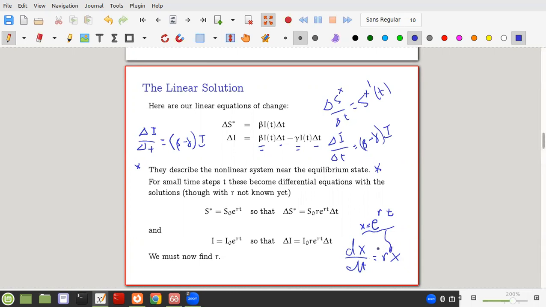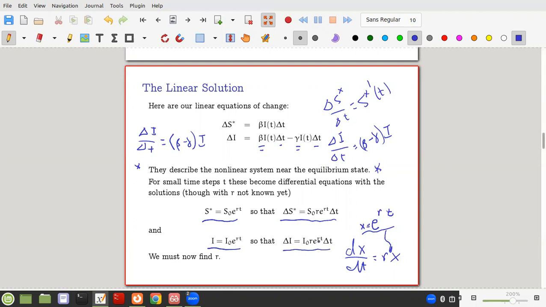In differential equations, of course, you learn that if you can get a complete set of solutions with functions like this, it solves the system entirely. So what we're going to do is notice that if we put this in here, we have some initial S naught times e to the RT, and I is I naught times e to the RT. Since these are linear first order equations, we can actually just guess the solution. That's what we're doing here.